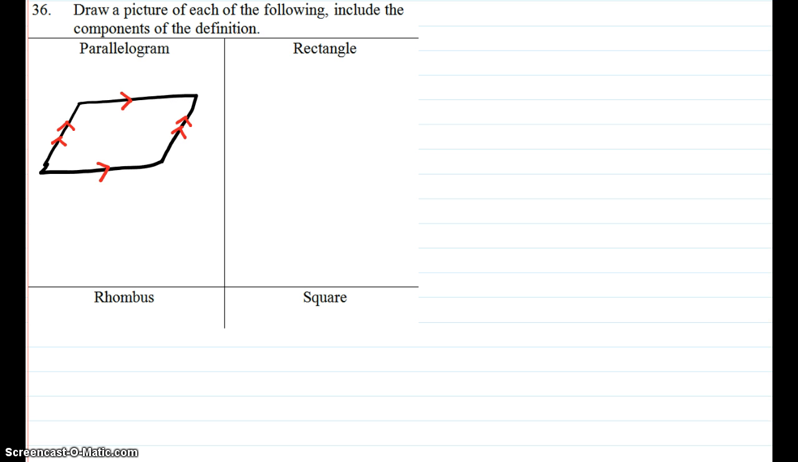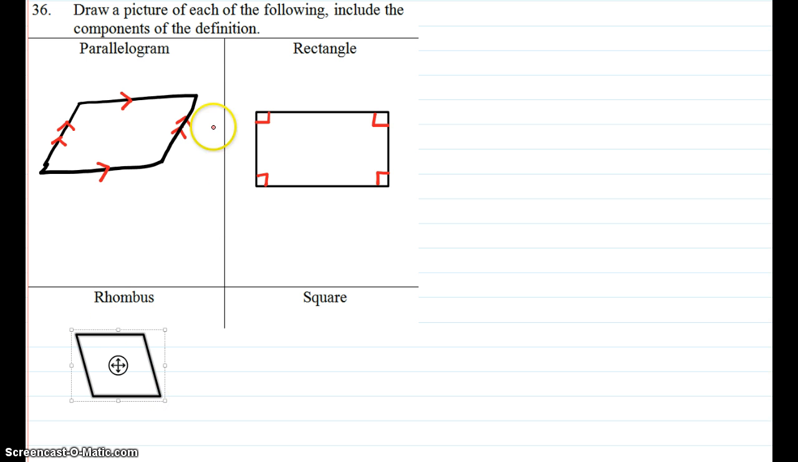For a rectangle, what makes it a rectangle is that we have four right angles. What makes a rhombus is we have four congruent sides.